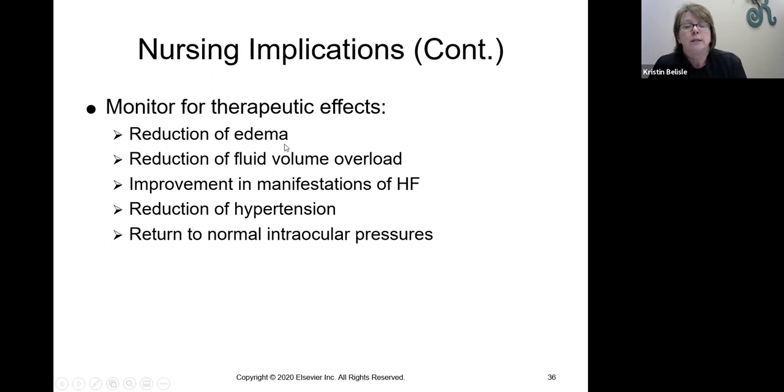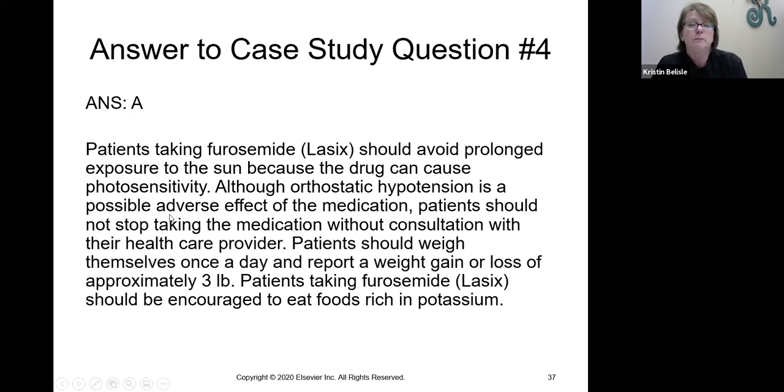It's going to reduce edema. We're going to monitor this: reduction of fluid volume overload. So if they have crackles or a lot of swelling, we should see a decrease of these things, or it improving. Improvement of heart failure manifestations, reduction of hypertension, our blood pressure should come down, return to normal intraocular pressures. You don't need to know that right away. That goes with some of our other diuretics.